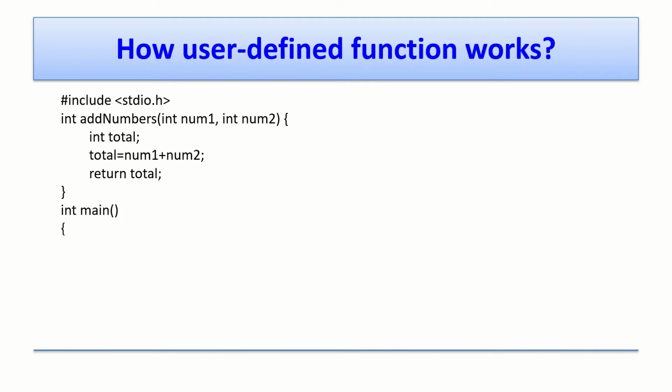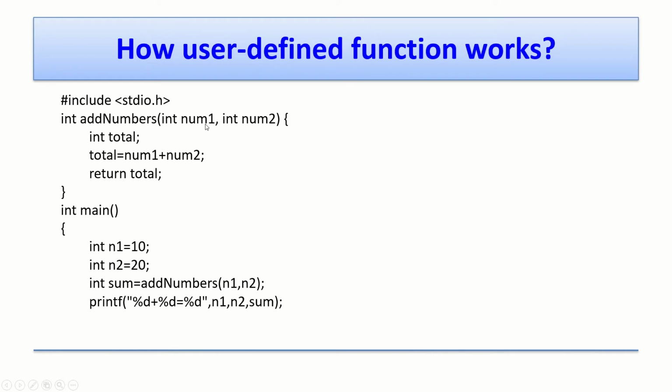And then inside the main method, how can we call this add numbers function? For the time being, I assign 10 to the variable n1 and 20 to the variable n2, and then I call the add numbers function by passing n1 and n2 as arguments, right? So these are called arguments. Since there are two parameters in the add numbers function, we have to pass two arguments when we call it, right? So n1 goes to num1 and n2 goes to num2.